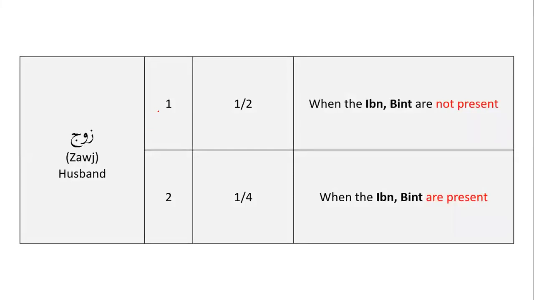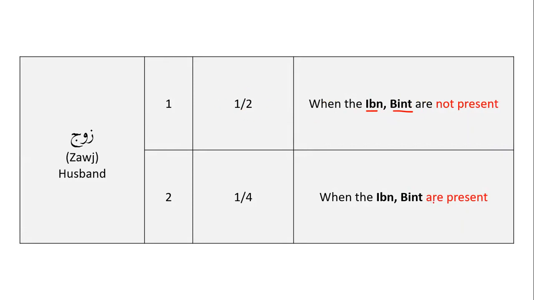So in condition number 1, the Zawj receives half of the inheritance when the Ibn and Bint are not present. So the two relatives you're looking out for are the Ibn and the Bint. And we know that when we say Ibn, we mean Ibn, Ibn al-Ibn, so on and so forth. Bint, Bint al-Ibn, so on and so forth. So if they are not present, then the Zawj will receive half of the inheritance.